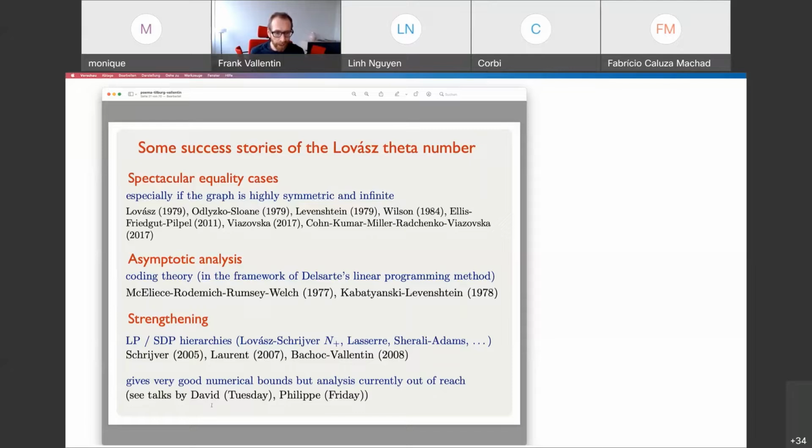For example, David was talking about this yesterday. And also, I think Philippe will talk about this on Friday, when they found an equality case, but it was extremely difficult to have a complete analysis of this equality case. But if some parameter goes to infinity, dimension or so, I don't know any strengthening from the SDP hierarchies or of the Lovász theta number where it was possible to analyze things completely.